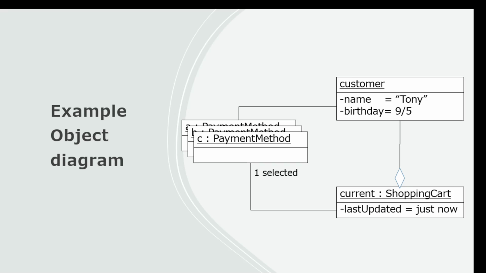So remember, the class name is the top compartment. That middle compartment is going to be all of your attributes or the values of the attributes for object diagrams. And then if you have a third compartment, that's going to be your methods.